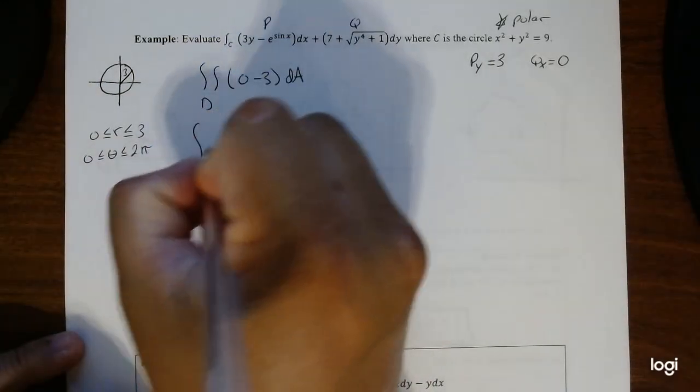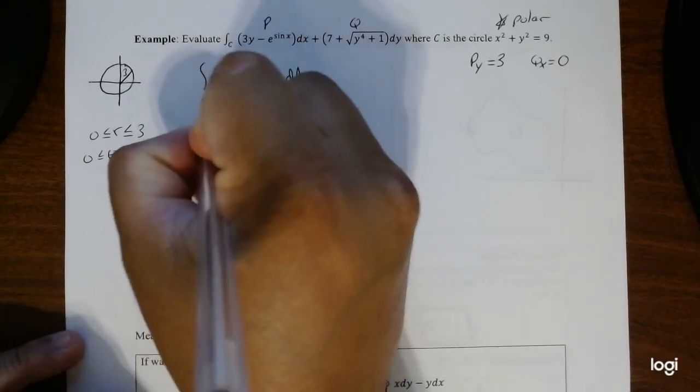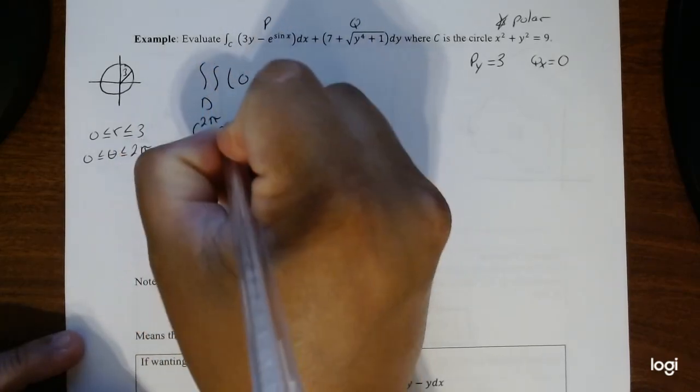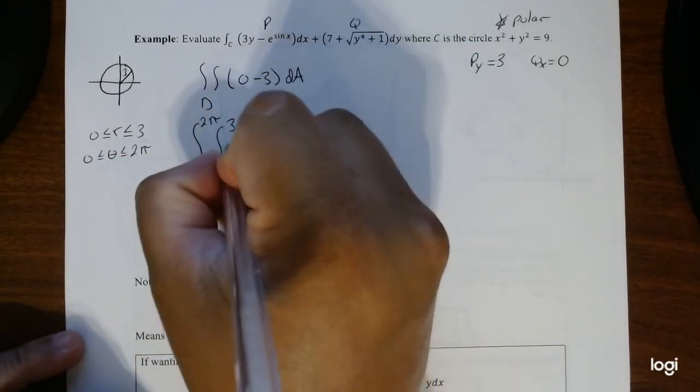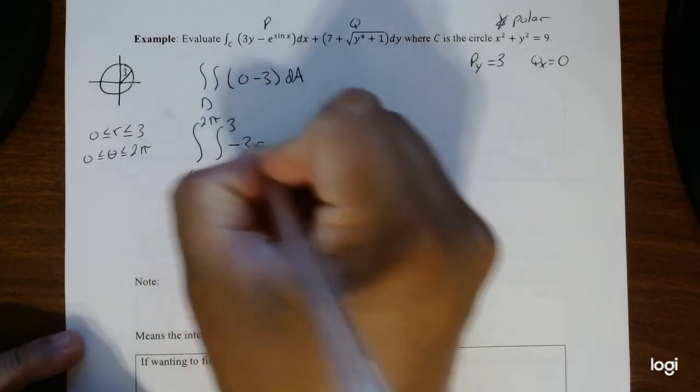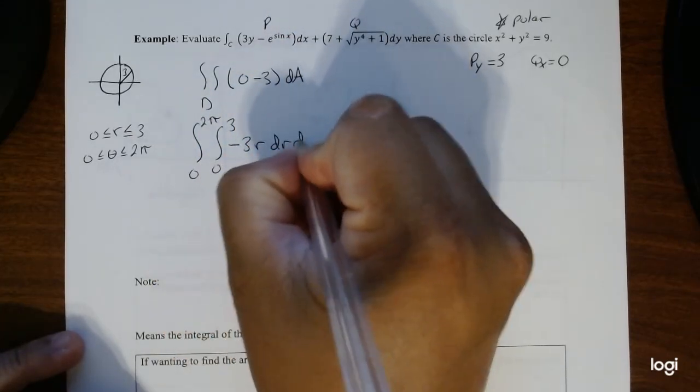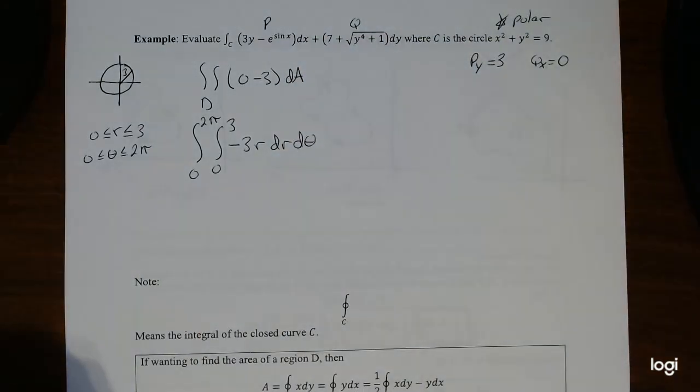So we have the double integral of negative 3r. Because we've converted everything to polar, we have to convert the area element to polar, so that means we multiply by the r itself. And now it's a simple integration. All right, so let's just integrate this.